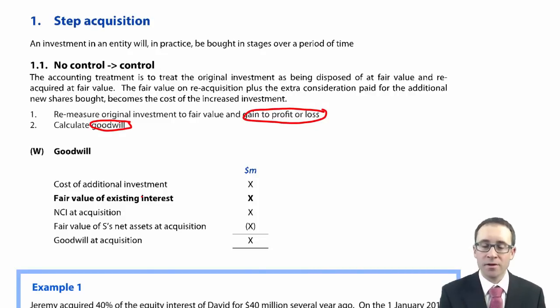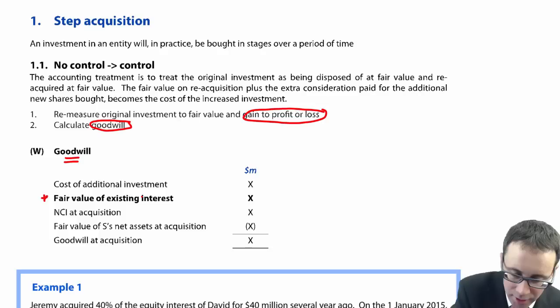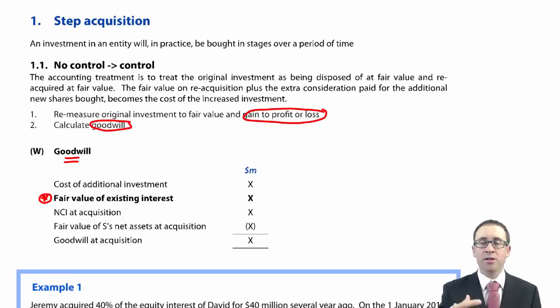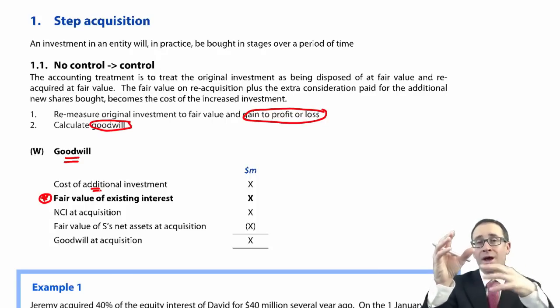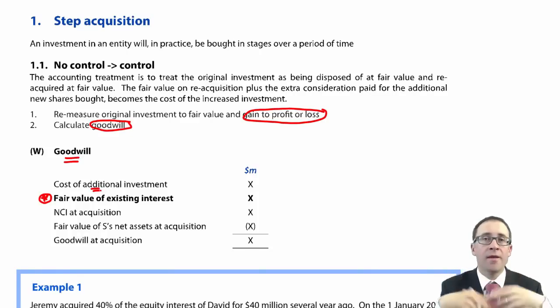You do need to be very careful when calculating the goodwill, because there is one additional aspect to consider. Remember, when looking at goodwill, you need to look at the entire subsidiary. So yes, we've paid to get our extra 30%, so that's the cost of the additional investment. But we need to put in the fair value of the existing interest. We said we previously owned 40% and we've remeasured it to fair value. So with the 30% we've paid, we add on the 40% fair value to show that we now own 70% of the sub, and then we carry on as normal.